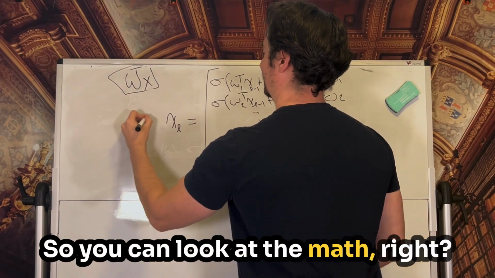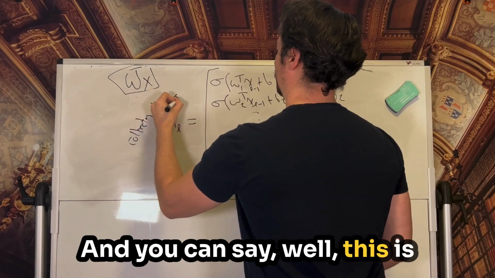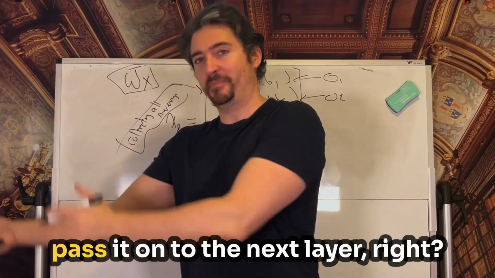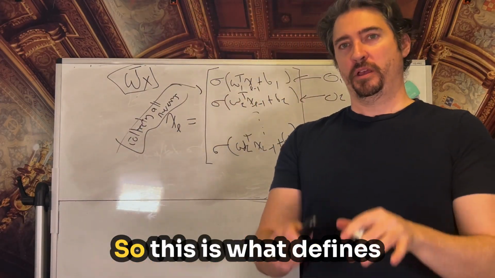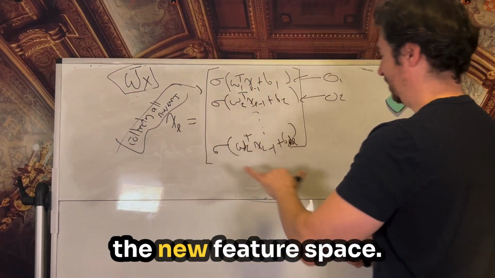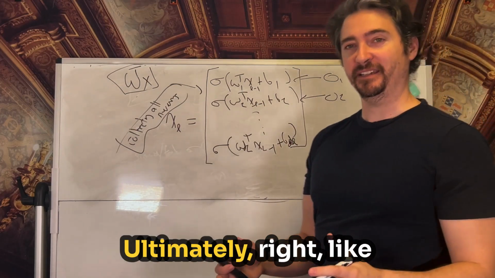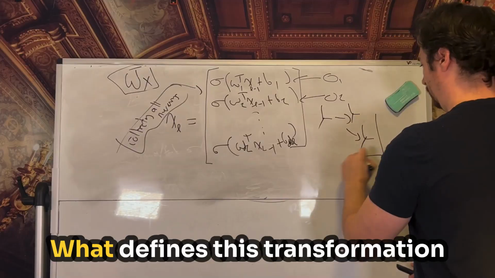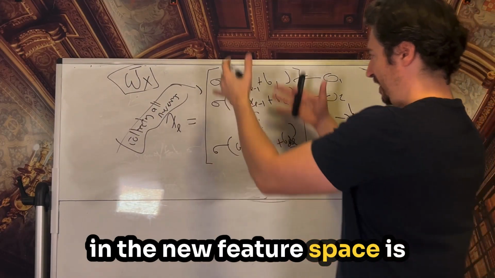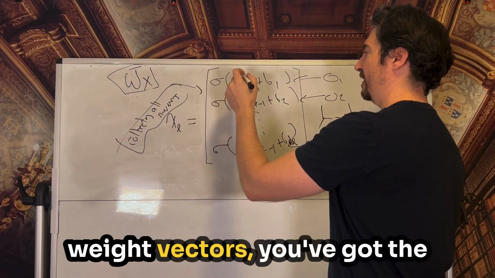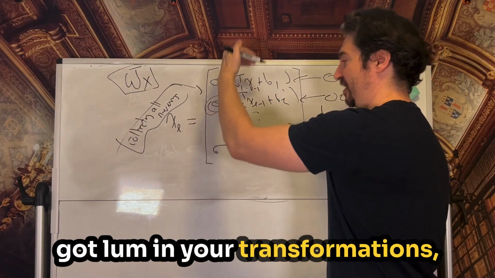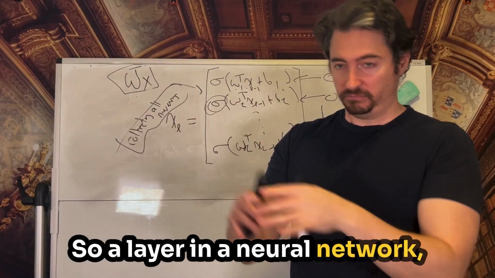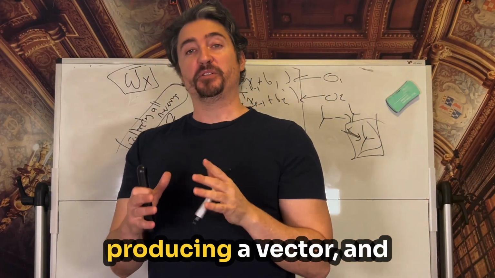So if you look at the math, you can say, well, this is what each layer is doing, which is true, but really it is just collecting all the neurons into a vector and getting ready to pass it on to the next layer, right? So this is what defines the new feature space. Ultimately, everything that we started with here, then we went to a new one, and then we went to a new one. What defines this transformation in the new feature space is essentially this: you have the weight vectors, the data, the biases, and nonlinear transformations, you stack them into a vector, and then you pass it on. So a layer in a neural network, in deep learning, is essentially producing a vector.